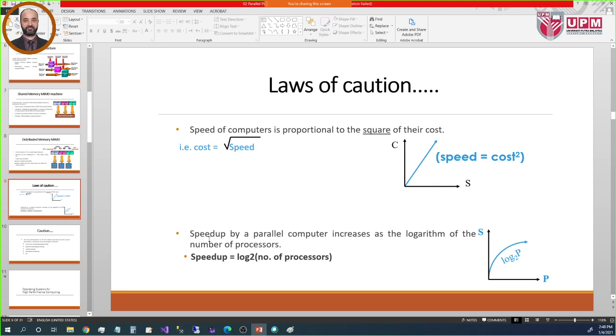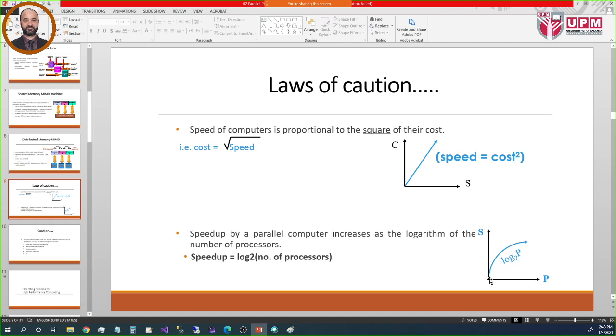Also, we have another concept: the speedup by a parallel computer increases as the logarithm of the number of processors. So here, speedup equals log 2 of the number of processors. As you can see, the x-axis is the number of processors, and the speed is the y-axis.